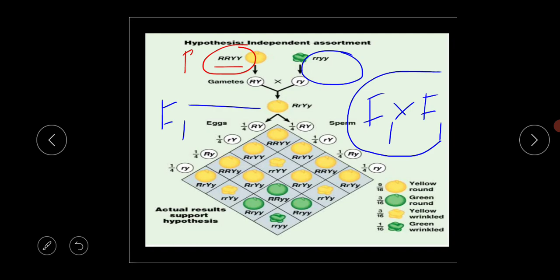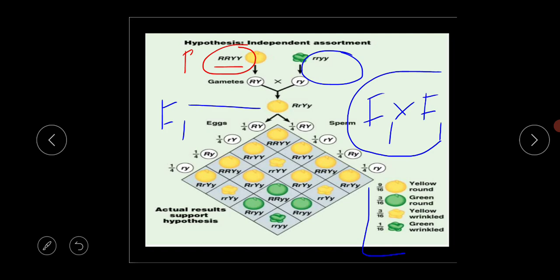Okay. After all the cross, we are getting a total of 16 individuals. Out of 16 individuals, 9 are round yellow. Just count it: 1, 2, 3, 4, 5, 6, 7, 8, 9. So these 9 are the round yellow.